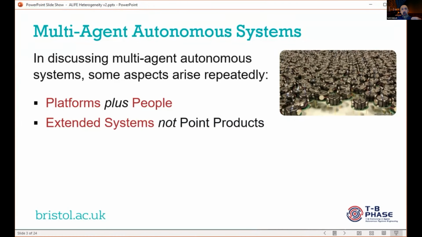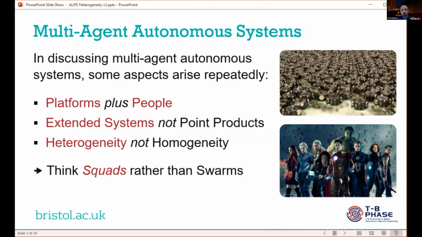And they also are interested in building products that form part of extended systems. So they're not individual products that stand alone. They are systems that have to interact with pre-existing systems. So they're often thinking about heterogeneous situations and heterogeneity. And so that's changing our thinking from swarms to squads. So maybe a set of agents that have to work together, despite those agents being fundamentally different from each other in important ways.